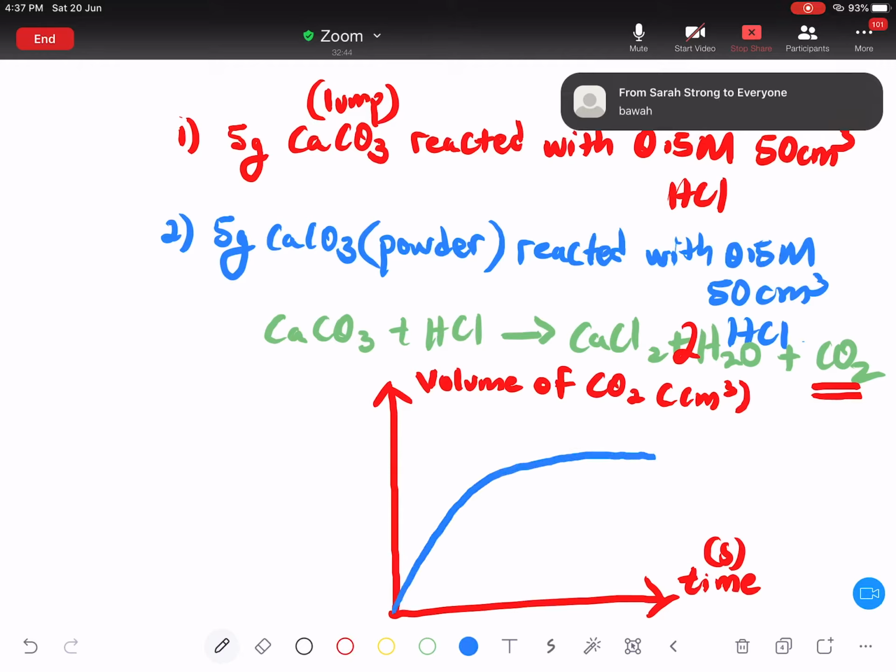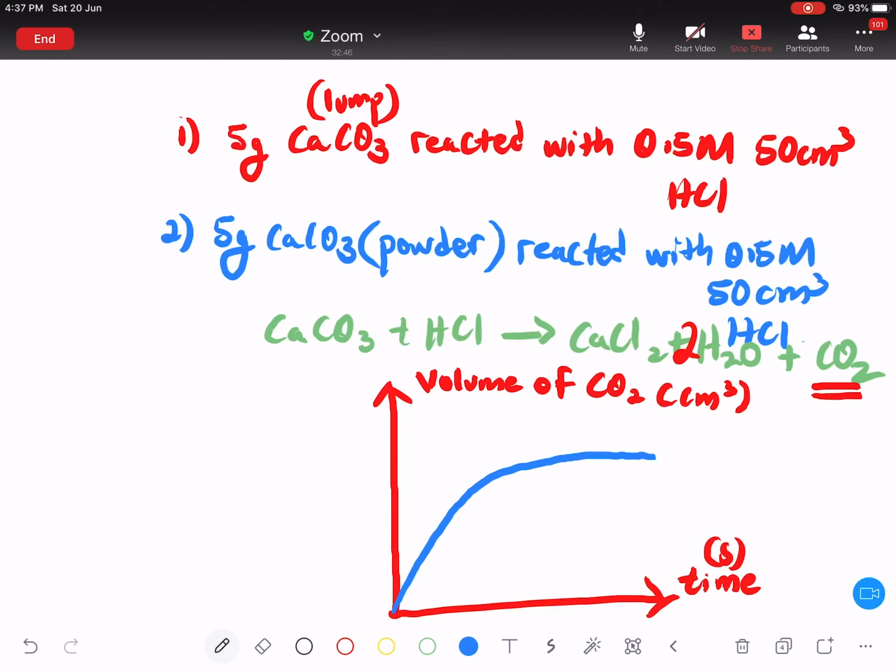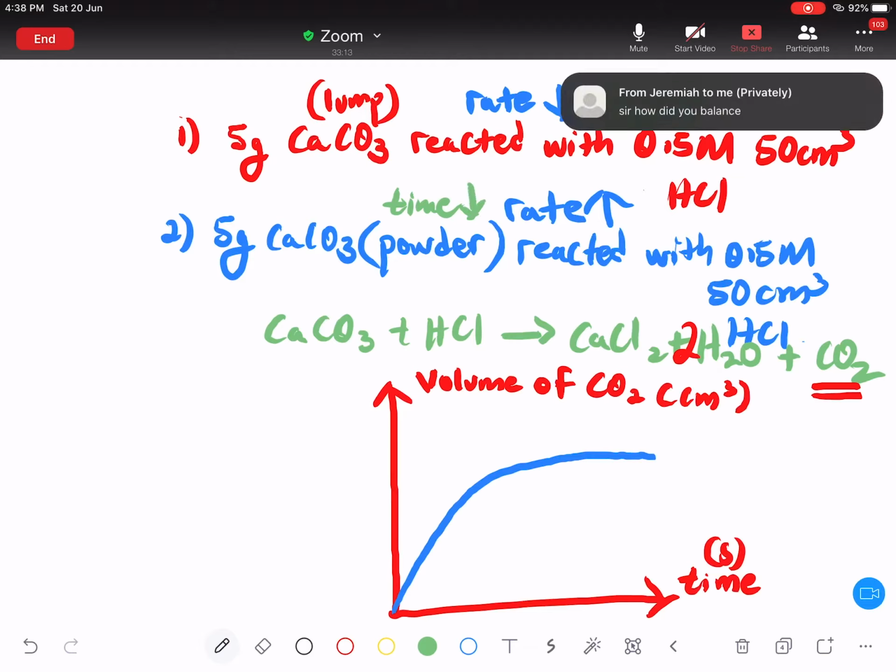Okay. Guys, after that, you do an experiment that is almost the same, but with powder. So, we know this one is going to have a low rate of reaction, and this one is going to have a high rate of reaction. What do you mean by low rate of reaction? Time taken is high. And this one, time taken is very, very short.